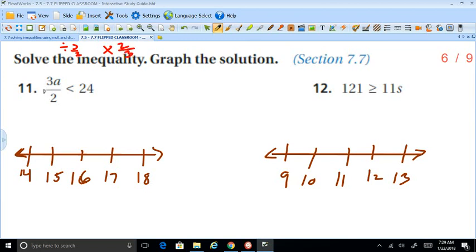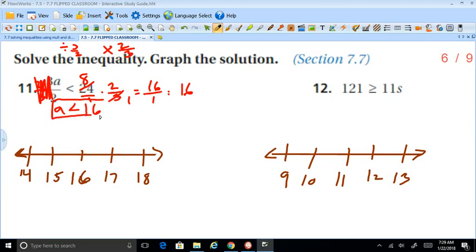So I'm going to multiply the left side by 2/3, and that leaves me with a. And now I'm going to do 24 over 1 times the reciprocal, which is 2/3. Cross simplify, that's a 1, that's an 8. 8 times 2 is 16 over 1, which equals 16. So my final solution is a is less than 16.